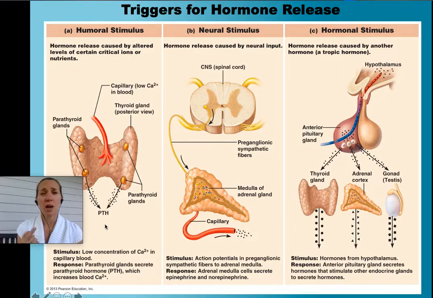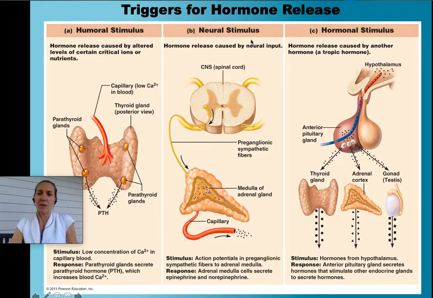We just also saw another example of a humoral stimulus, and that was the example with diabetes. If you have blood glucose, so again, we're looking at a quantity in the blood, and if glucose in the blood gets too high or too low, then our pancreas is going to respond by releasing either insulin or glucagon.